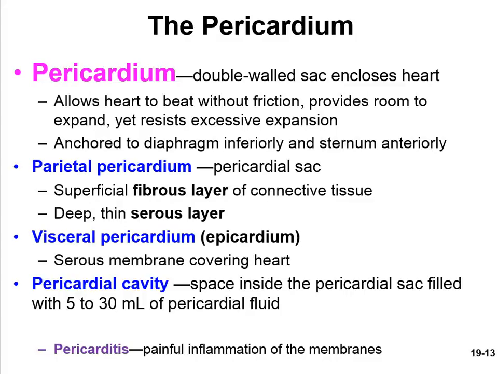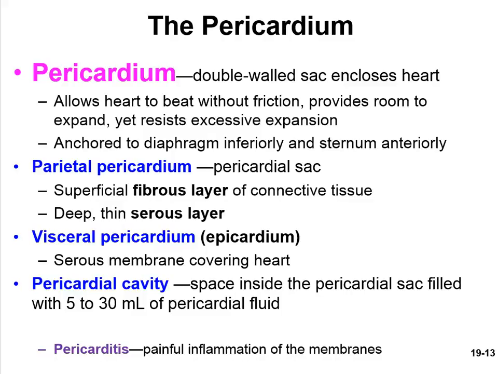The heart isn't just sitting in your chest cavity all by itself. It's actually enclosed in a sac, a double-walled sac, actually, called the pericardium. This allows the heart to beat without friction and provides room for it to expand, yet resists extensive expansion. And it's actually anchored to the diaphragm inferiorly and to the sternum anteriorly.